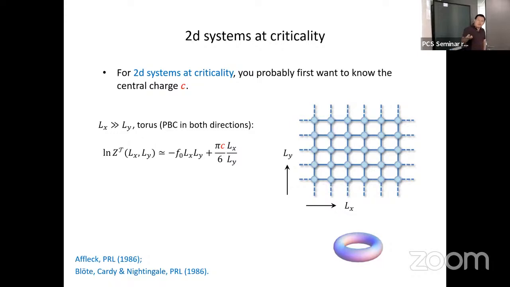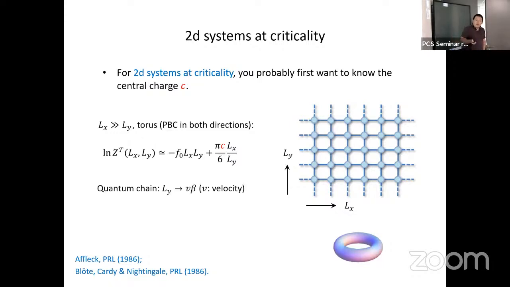So first, the first piece is not universal. This is like the free energy per site, so this depends on the microscopic model. But the second term depends on the ratio of Lx and Ly. This part is actually universal. Of course, here I have used the simplification that the model is rotationally invariant in two dimensions, just to make it simple. Otherwise, I would have an additional scale factor here. This piece has the prefactor pi times c divided by 6. So here we see that the central charge c is included in this expression.